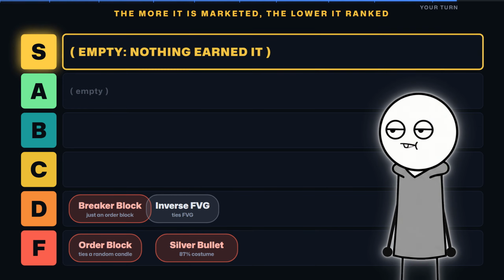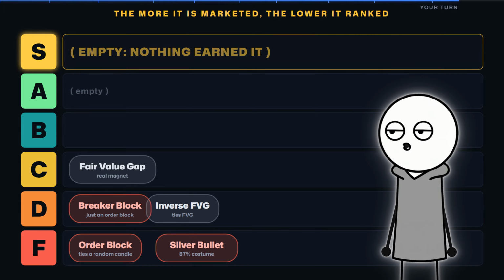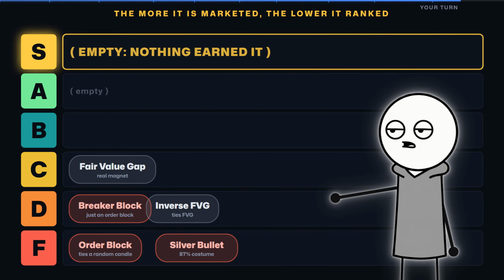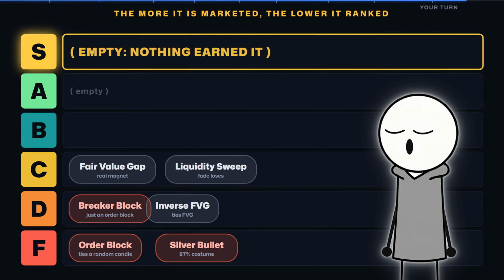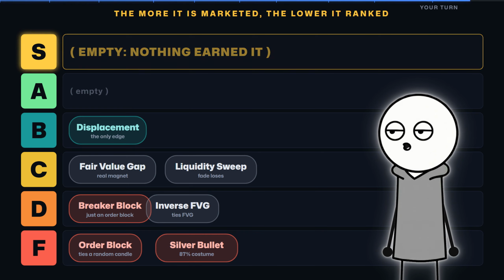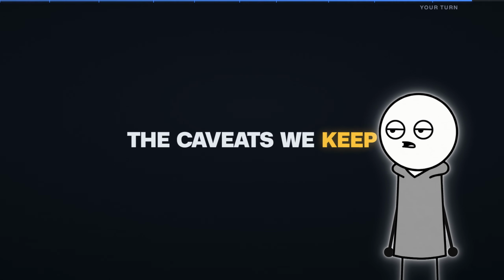Now the honest caveats, because we keep the ones other channels cut. This is NASDAQ and S&P futures, not every market. These are mechanical, rules-based versions. A skilled discretionary trader may do better, though the burden of proof is on them. And displacement being the best does not make it a printing press. It is an edge, not a cheat code.